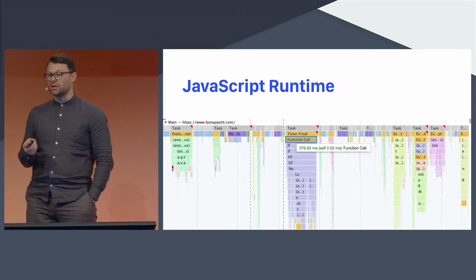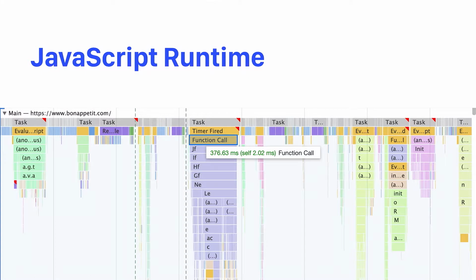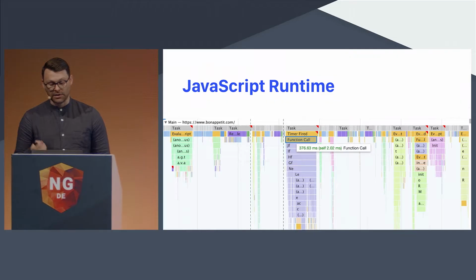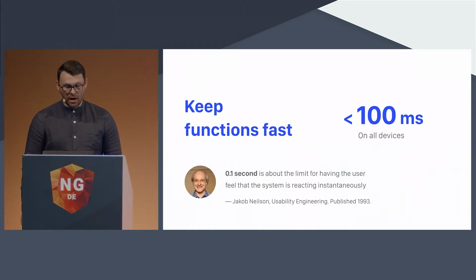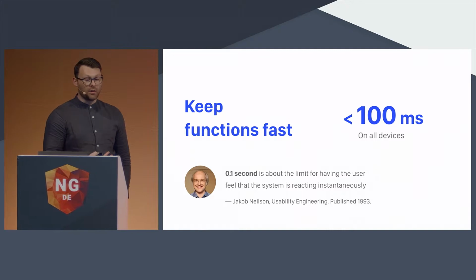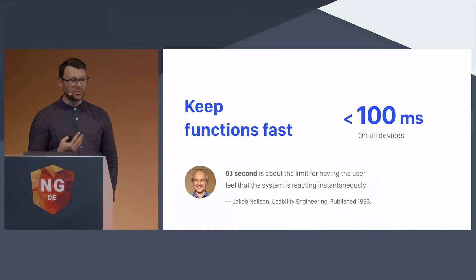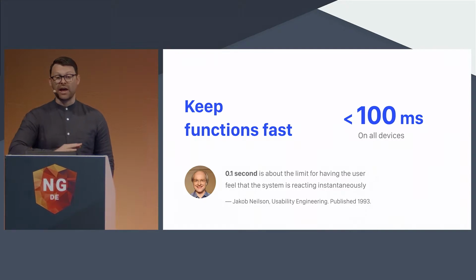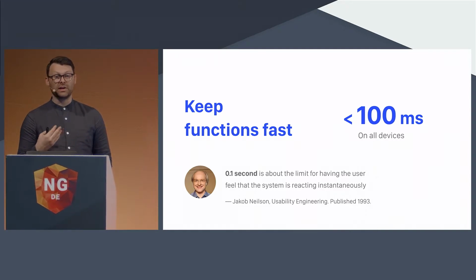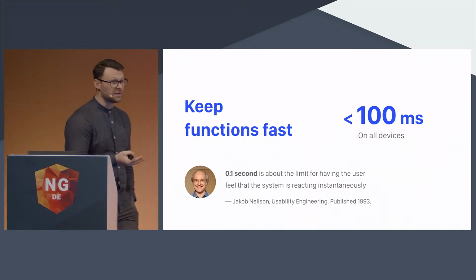JavaScript runtime is literally the time that functions take to run on that same main thread. You can visualize it in the same way by creating a performance trace in Chrome or your favorite browser of choice and looking for tasks. As a rule of thumb, we want to keep our functions fast. We want to keep those functions to less than 100 milliseconds in every case on every single device.